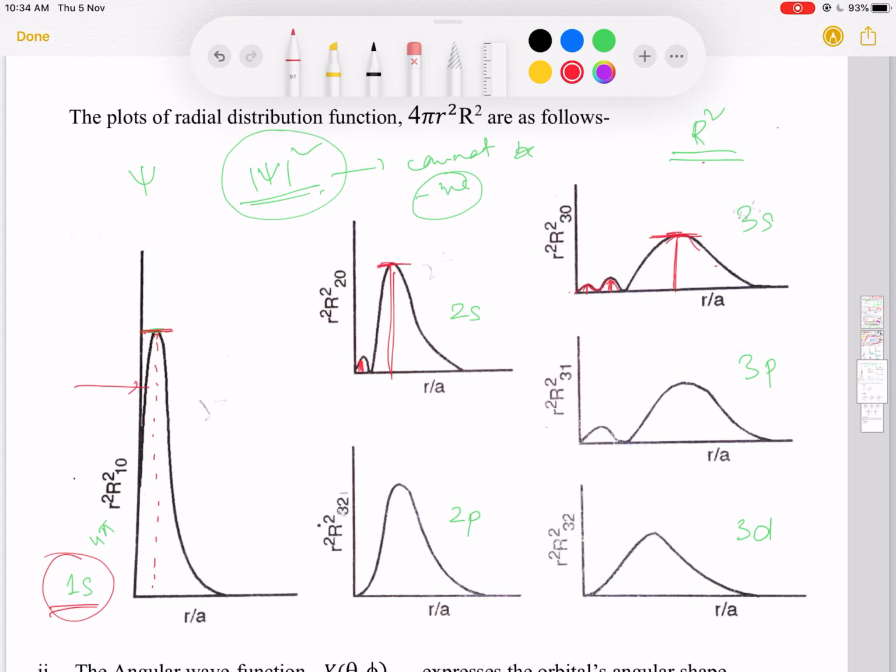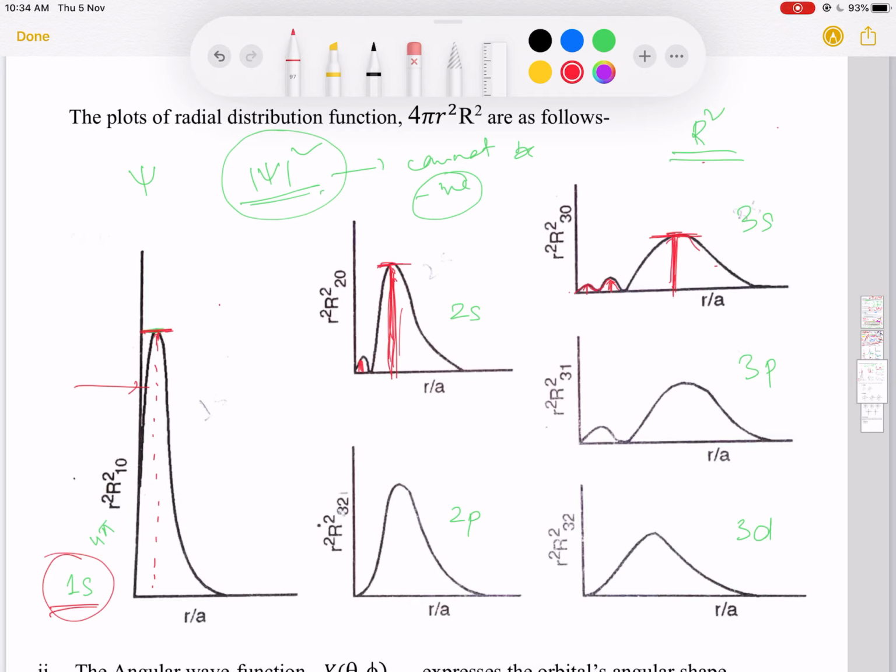Say 1s is the closest to the nucleus, so the probability of finding the electron is high near the nucleus, because the attraction, the electron-nuclear pull, will be higher. Similarly for 2s and 3s, the attractive forces or the nuclear pull will be a little bit lesser. So that's why the peak altitude decreases.